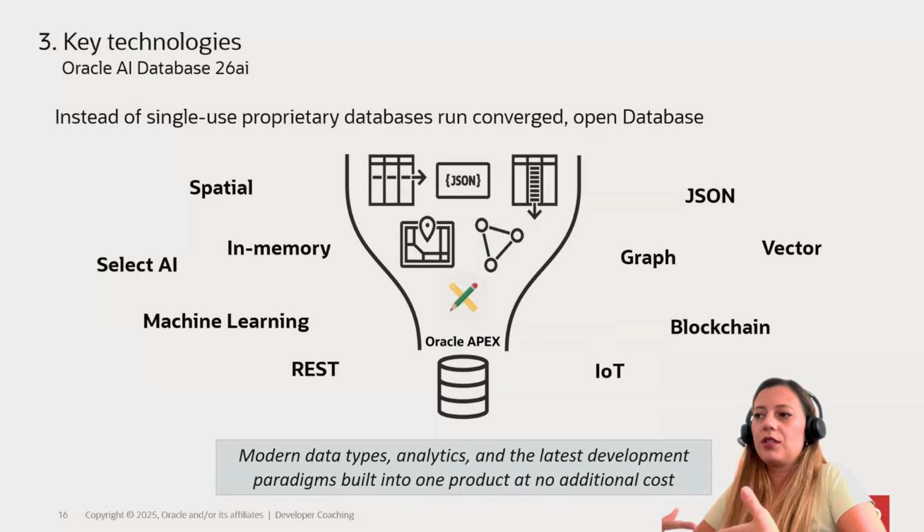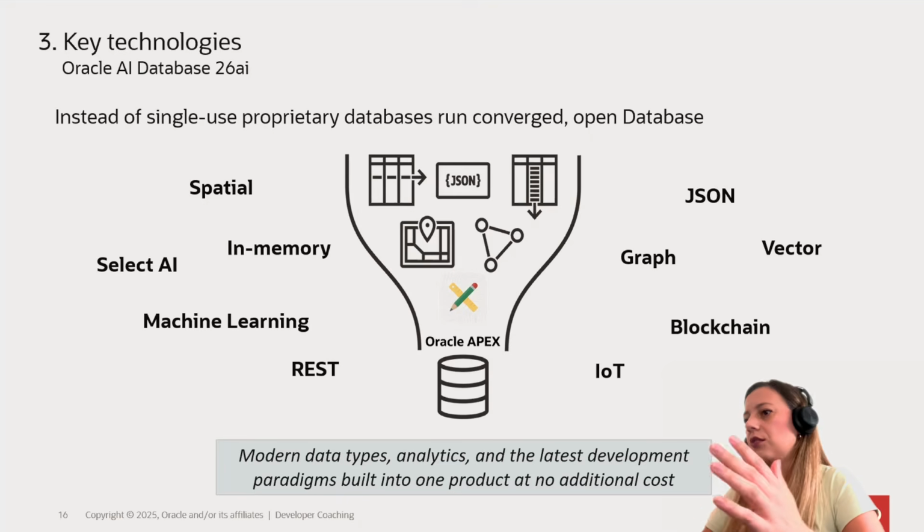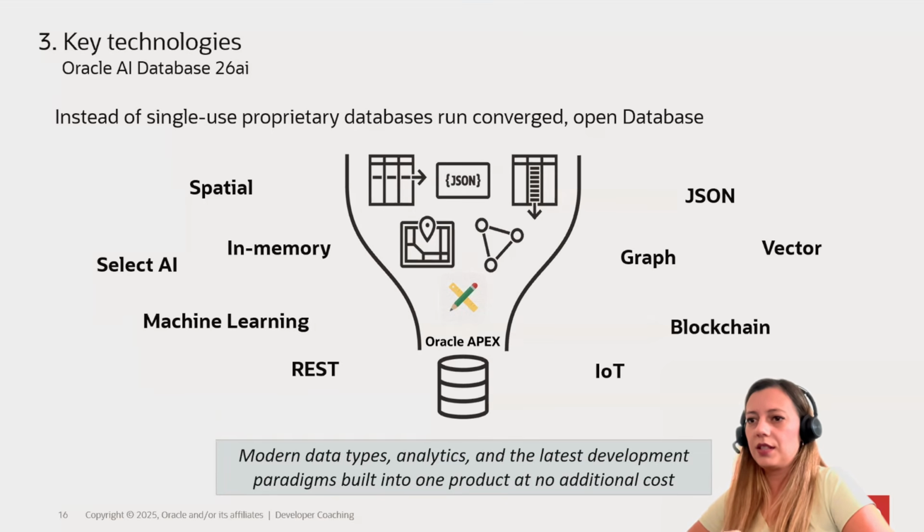Oracle AI Database 26AI is a converged database, meaning that it supports multiple modern workloads and data types natively. So instead of having separate silo databases for different scenarios such as machine learning, spatial, REST, graph, JSON, vector, whatever else, we have a single engine that supports all the workloads. And this is Oracle AI Database 26AI. And the best part, all of these features are included at no additional cost.